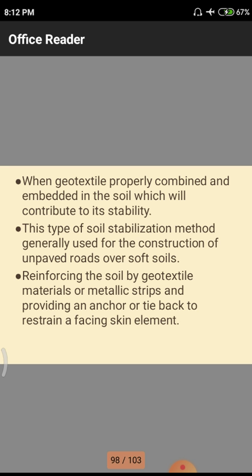In some cases, we are using geotextile materials to control erosion also. Why? Because those will not absorb the water coming from the atmosphere, so that the water will not be allowed into the soil whenever there is a geotextile coating on the structure. So it also controls the entry of water to the structure. And those will act as a skin element to the structure.